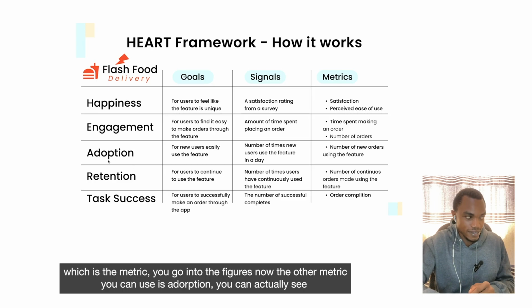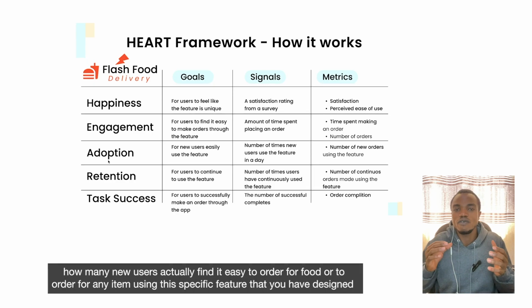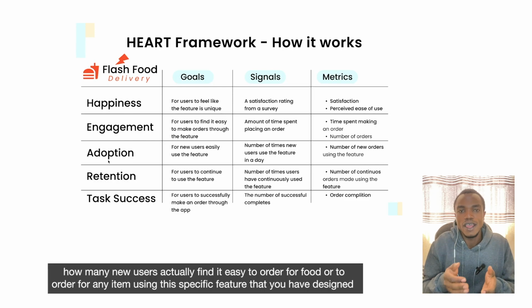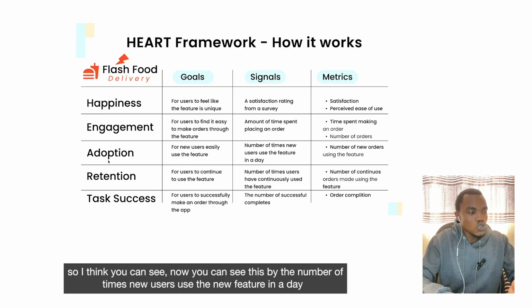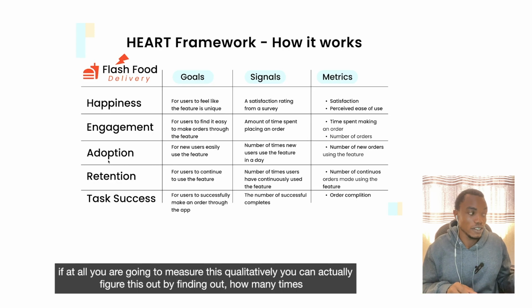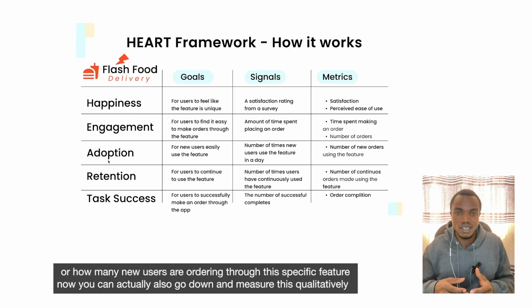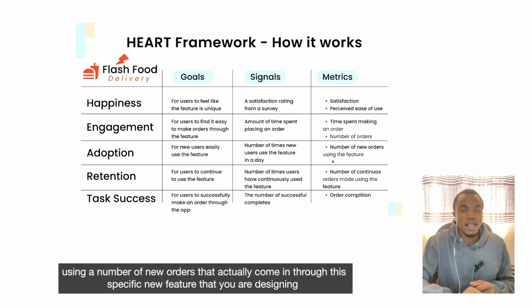Now, the other metric you can use is adoption. You can see how many new users find it easy to order food or any item using this specific feature that you've designed. Now, you can see this by the number of times new users use the new feature in a day. If you're going to measure this qualitatively, you can figure this out by finding out how many new users are ordering through this specific feature. You can also go down and measure this quantitatively using the number of new orders that come through this specific new feature that you're designing.